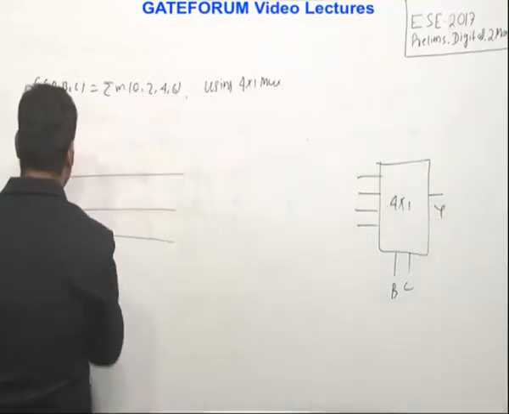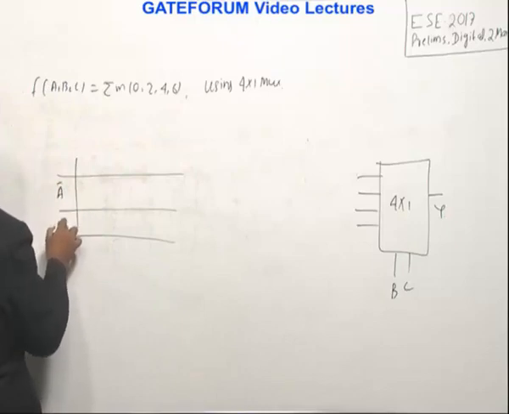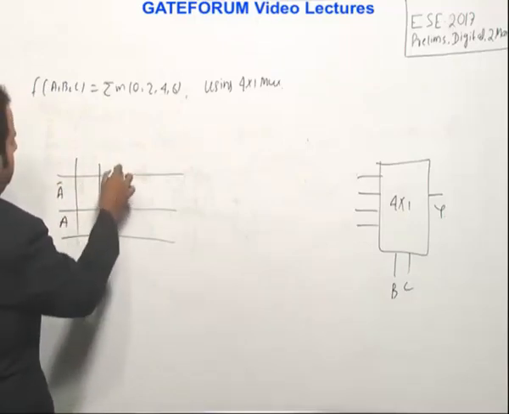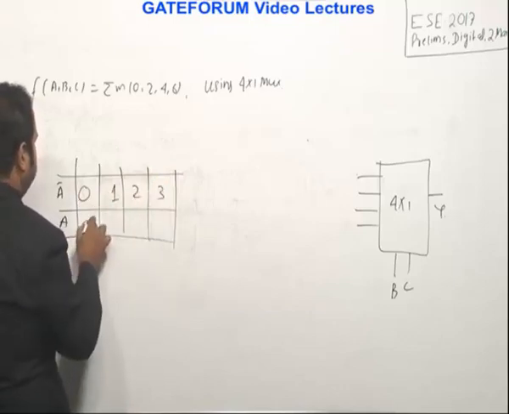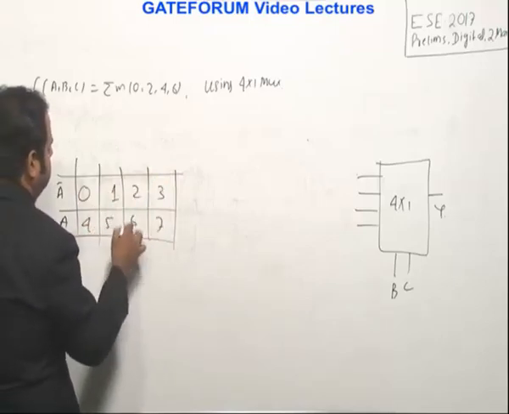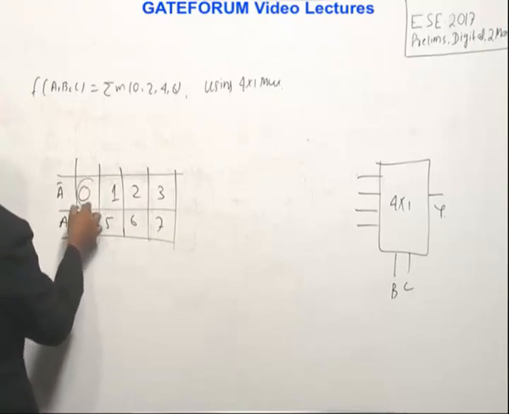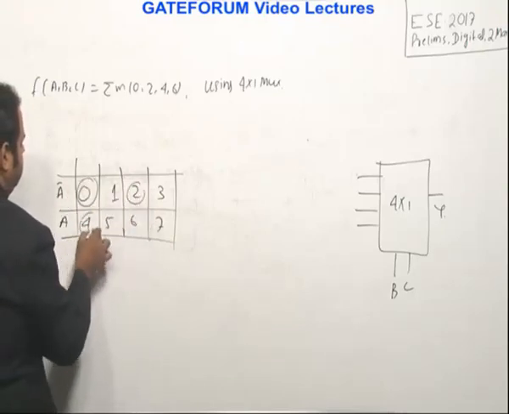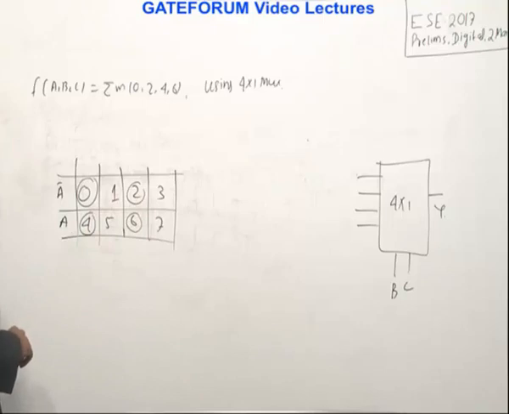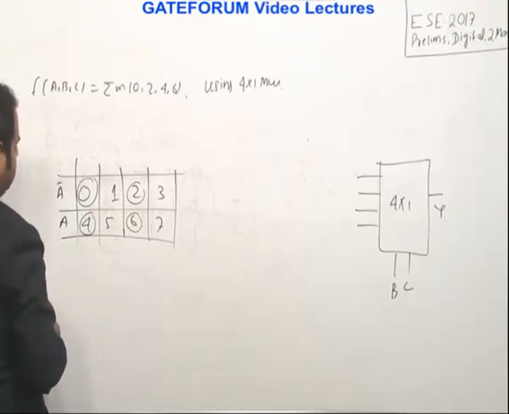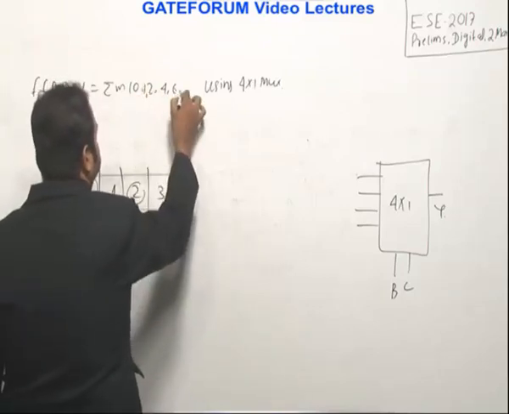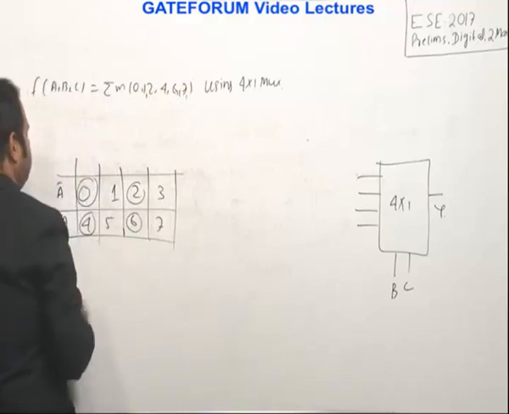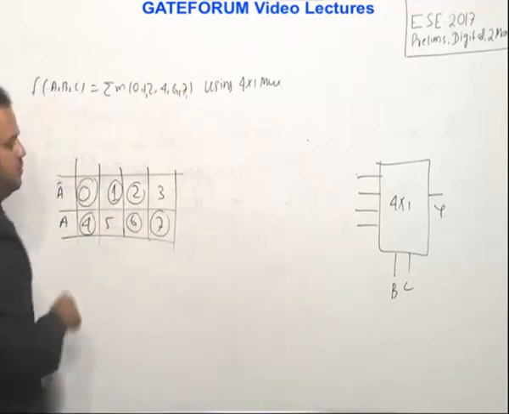Because A is used here, you have A bar and A, and then you make the table by writing 0, 1, 2, 3 and then 4, 5, 6, 7. You circle these minterms 0, 2, 4 and 6. Instead of doing this, let's also take 1 and 7. So 1 and 7, let's take these as well. These are all the minterms I need to include.